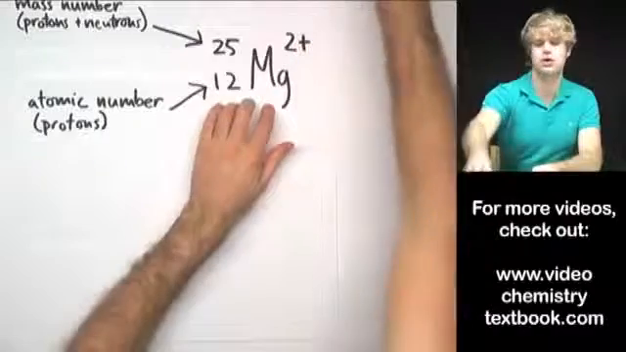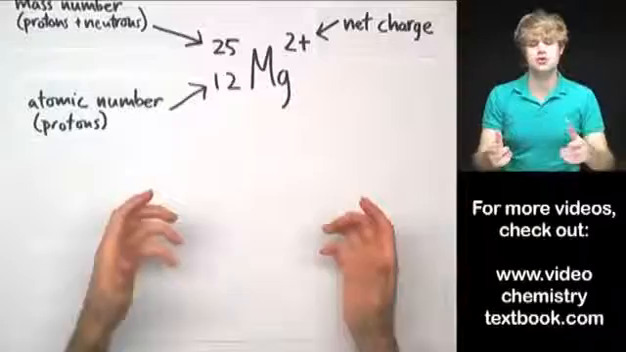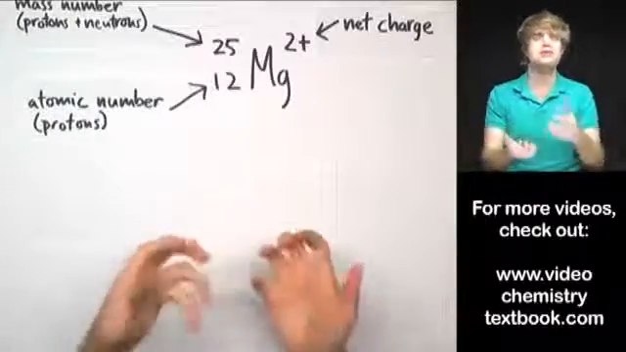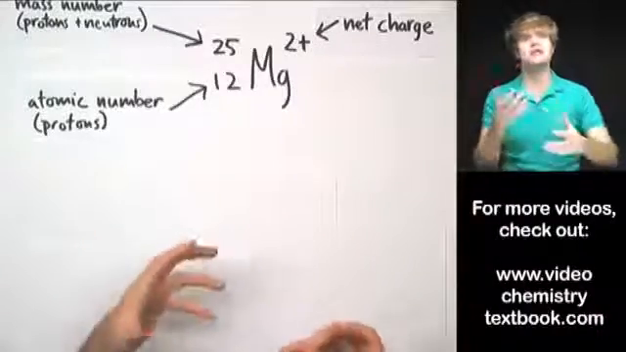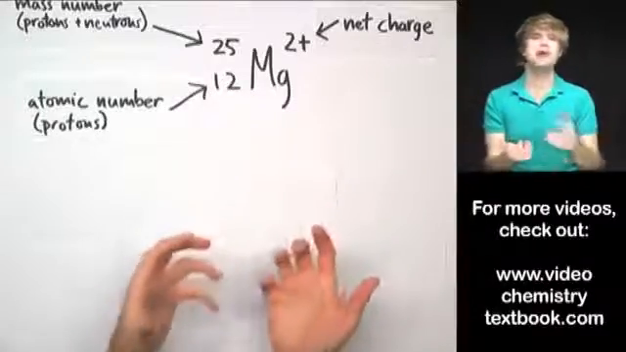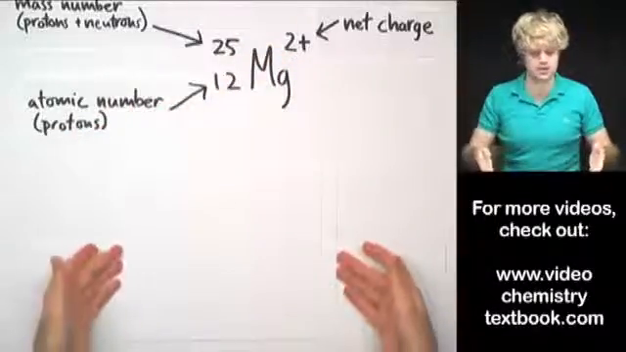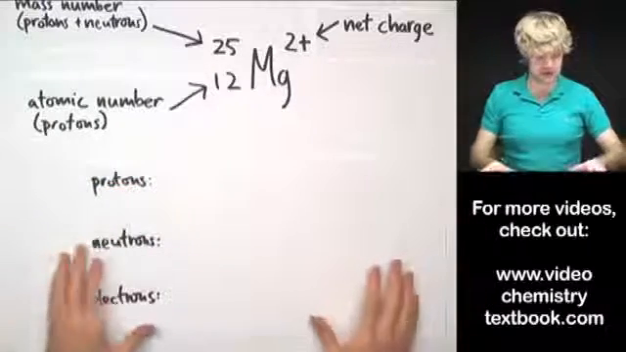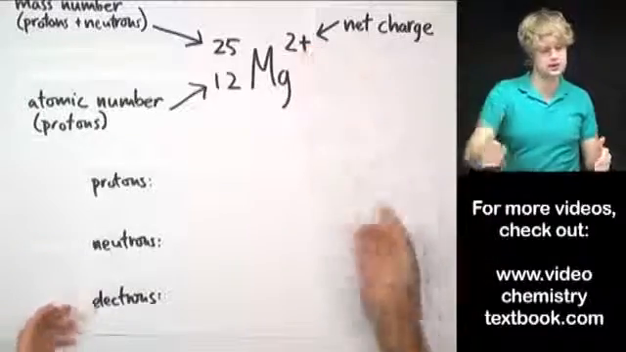Then we've got 2 plus here, and this represents the net charge of this atom. So we've got protons and electrons, and they balance each other out. If we have the same number of protons and electrons, we have a net charge of 0. But unless we have the exact same number of protons and electrons, the atom is going to have a charge that's a little bit negative or a little bit positive, and that's what the net charge represents. When we write something in isotope notation, it's usually because we want to be able to find out the number of protons, neutrons, and as I said, sometimes electrons if you're adding the net charge in here.